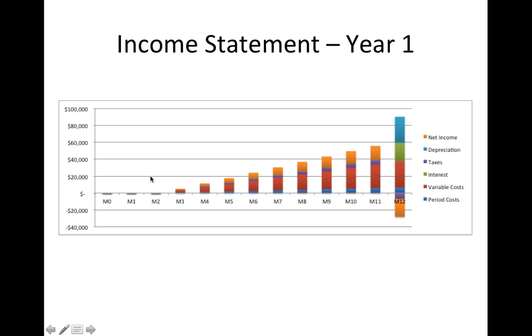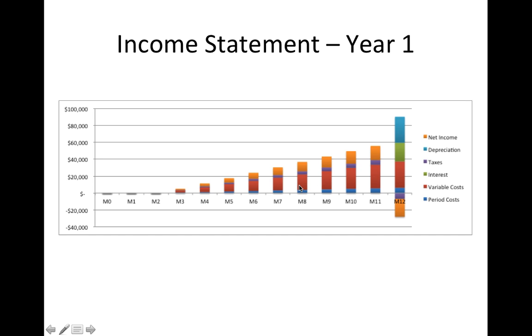Kind of the first couple of months, we basically are assuming we're trying to get open. The variable costs, which are the food and labor costs, remember those are 50% of everything, so they're going to grow as the revenue grows.